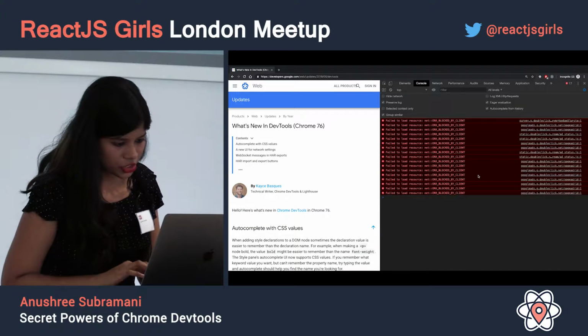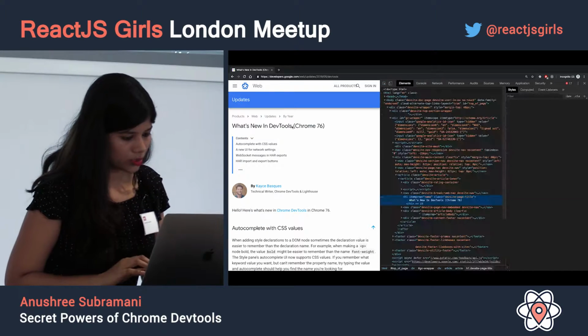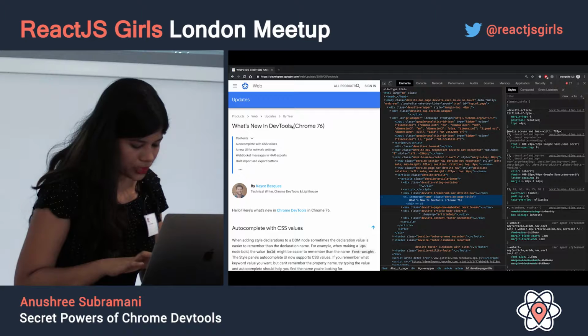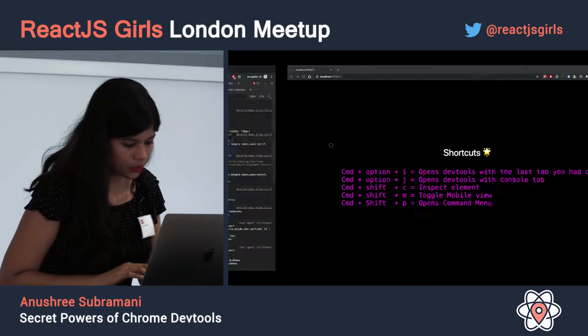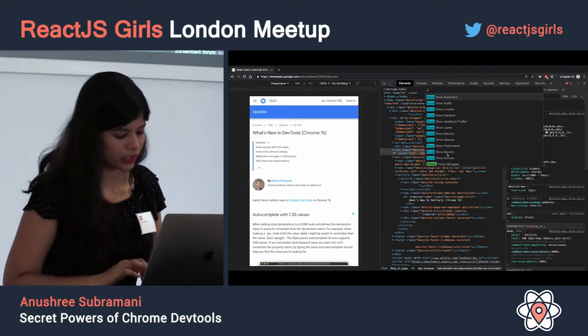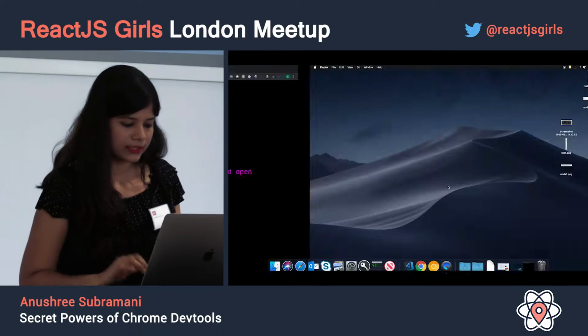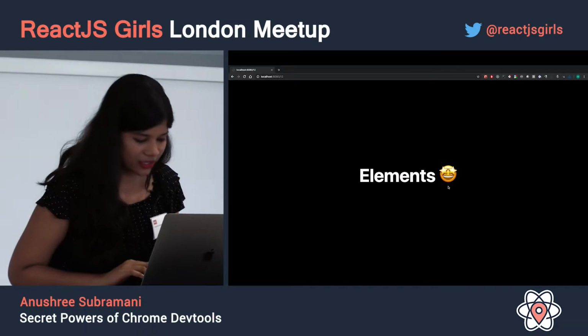And yeah, command shift C is for inspect, which you can quickly inspect. Command shift M is for toggling to your mobile view. And what else do we have? Yeah, open the command menu, command shift P, which we already saw. Great. So now that we have these in place, let's jump right into elements, right?